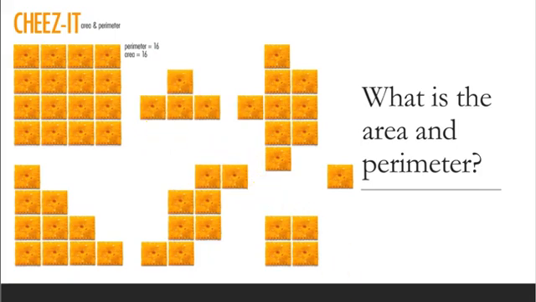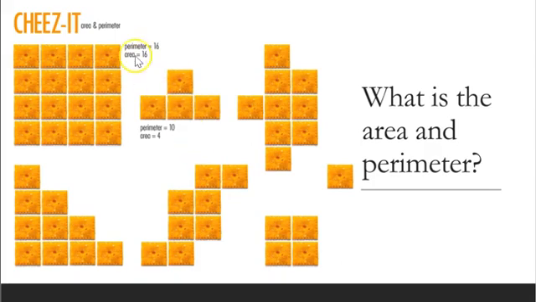Have you got it? That's right. 10 units, or 10 Cheez-Its. And the area, how many Cheez-Its did I use? Whole square Cheez-Its. 1, 2, 3, 4. So my area is 4.